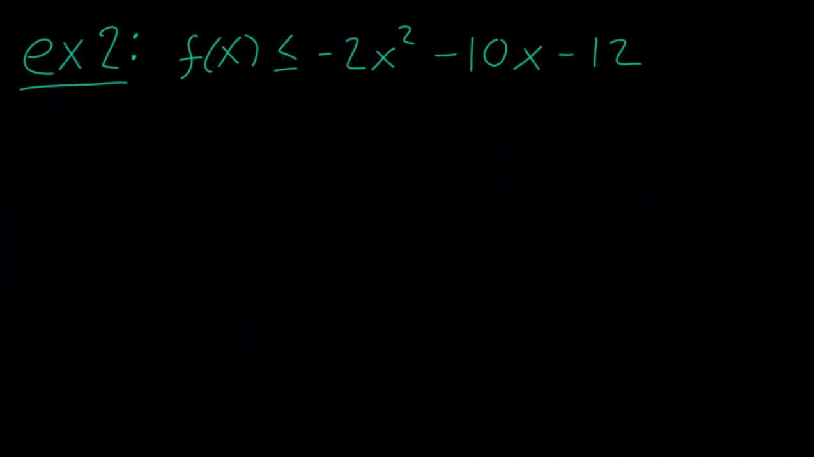Okay, here's example 2. F of x is less than or equal to -2x squared minus 10x minus 12. Okay, so a couple of things to note here. One, remember, it's this function right here. This is where we, of course, find our solutions. And we want to have our solutions on the left, and this f of x that we want to set equal to 0, we want to have that on the right. So we really want to flip this inequality.